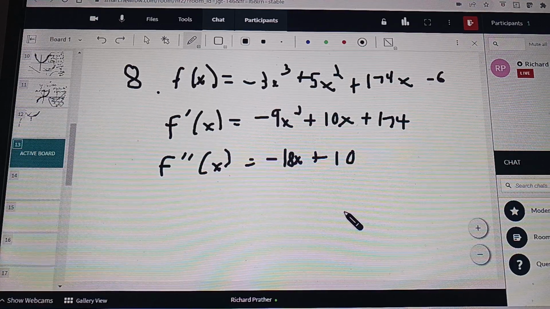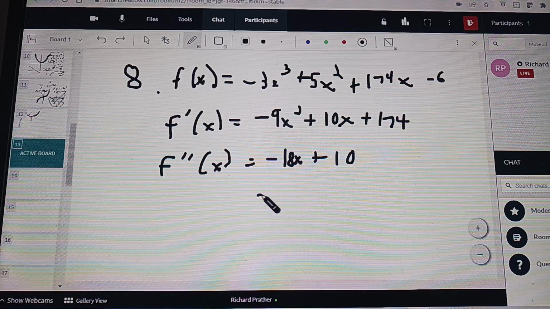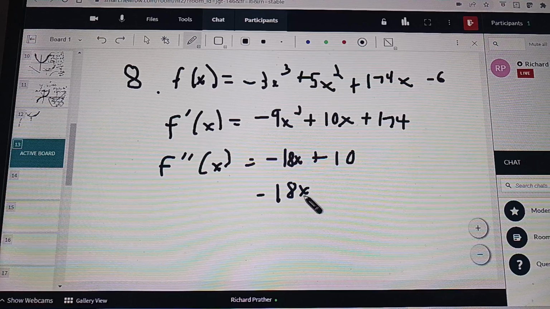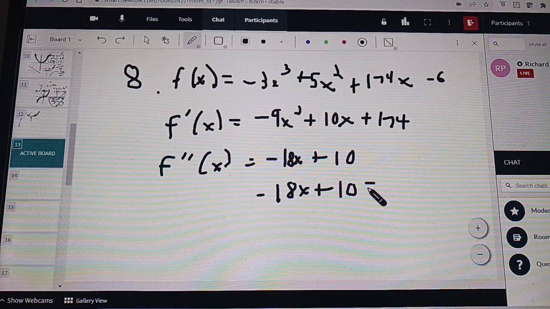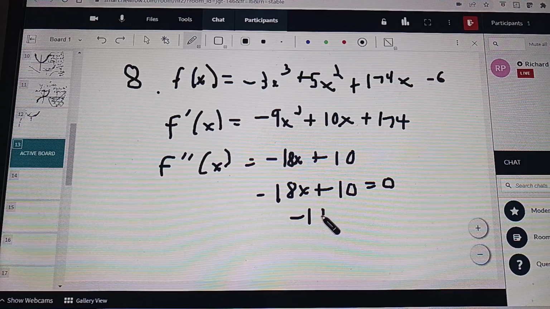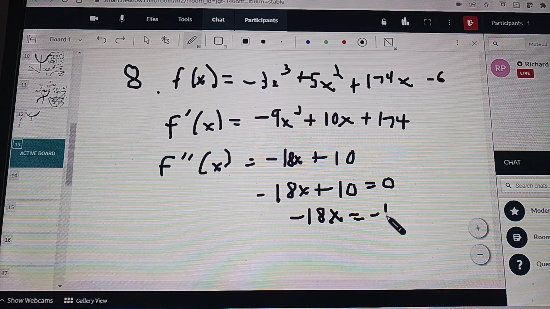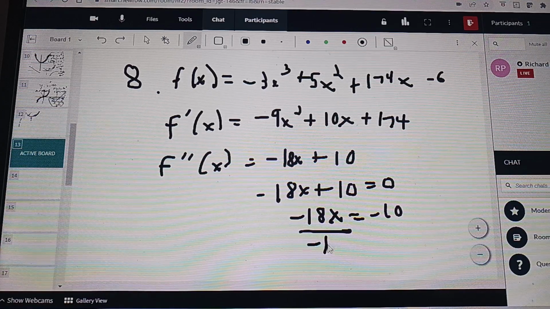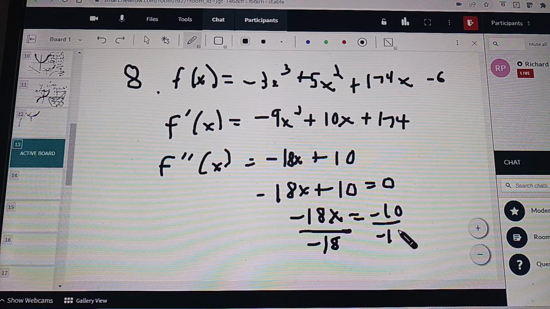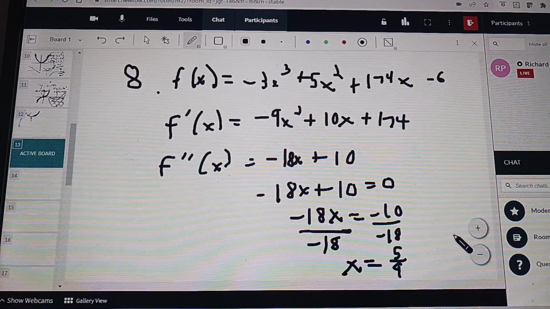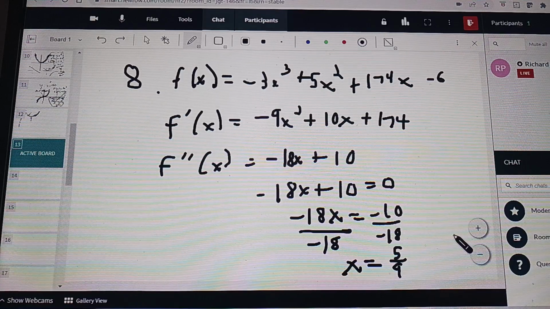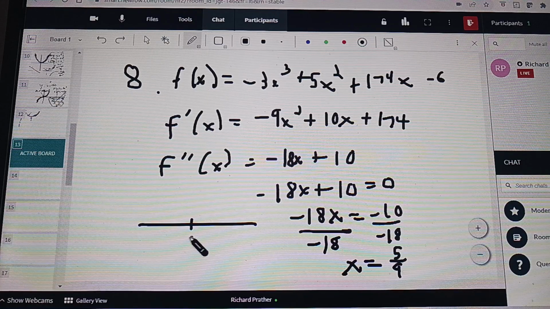The second derivative is linear, and it's a polynomial, so it can never be undefined. And it can only equal 0 once, so I have one chance to have an inflection point. Solve this for 0. Those both divide by 2, so 5 over 9. So make a number line where the only number on it is 5 over 9.